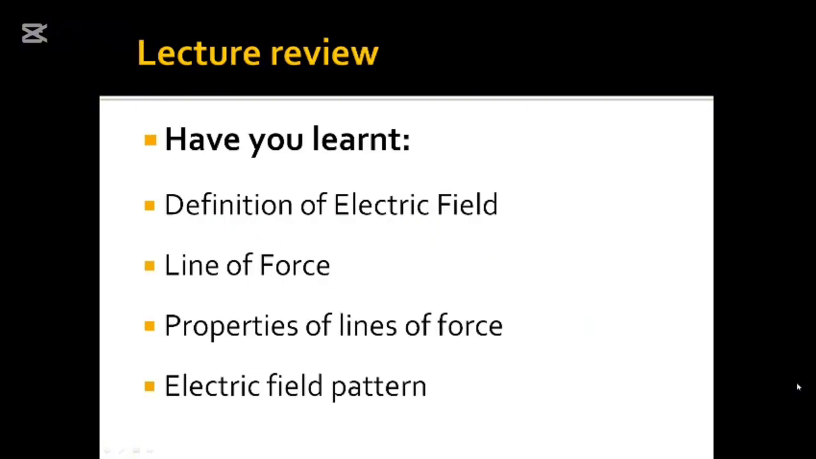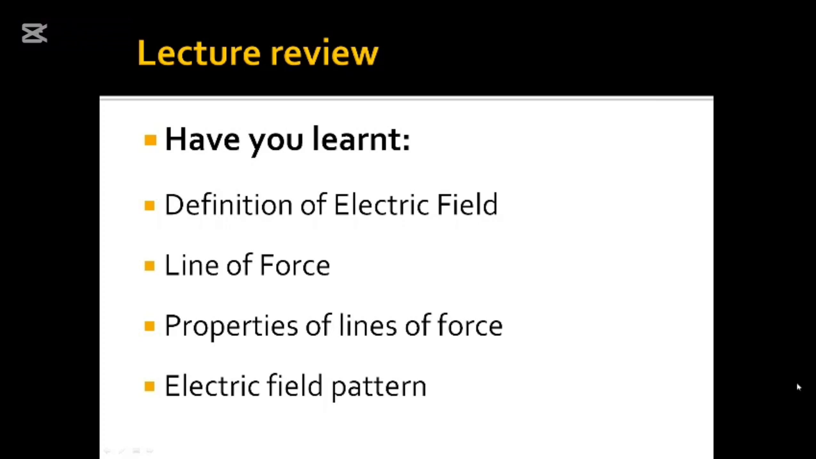Lecture review. I know that you've been able to learn the definition of electric field, the line of force, most especially its properties, then electric field pattern. Please take this electric field pattern seriously. There is no way you will write an exam in Physics 102 or Electricity and Magnetism of any level and you will not discuss or write something on electric field pattern.